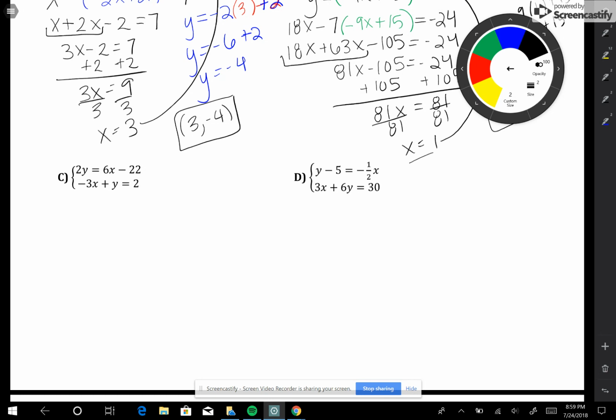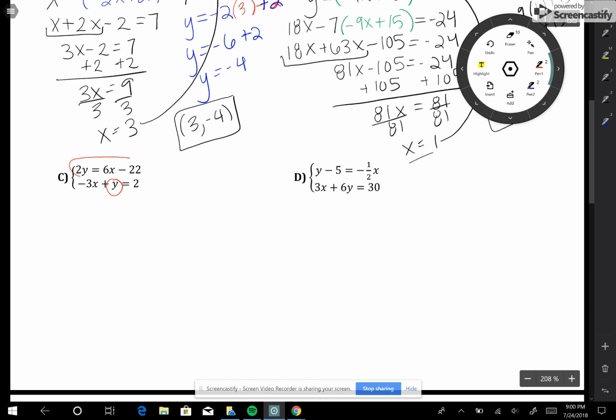Now, there's a couple of things you could do here. We want to get one variable by itself. I feel like most of us would want to solve for this y, which I'm going to do. But another thing you could do if you wanted to is take this first equation, and if you divide everything by 2, you would also have something that says y equals. But I'm going to stick with what I said in the beginning.